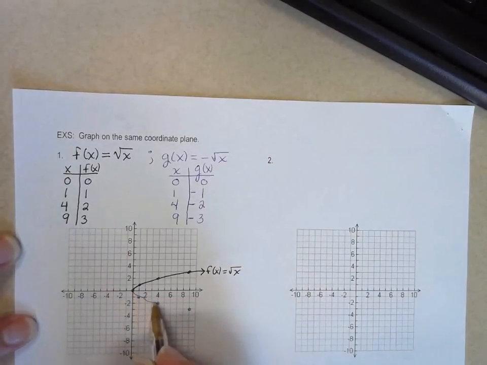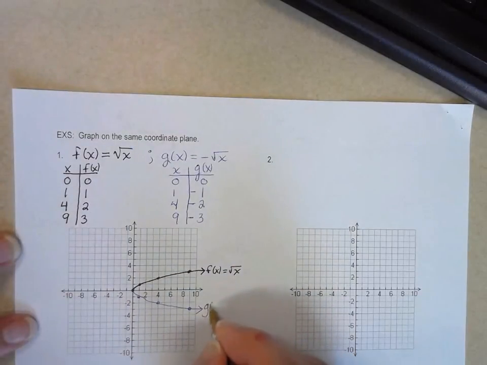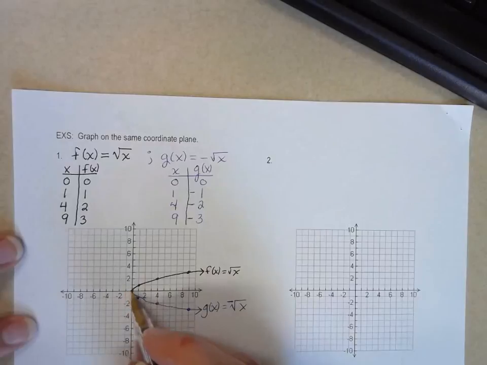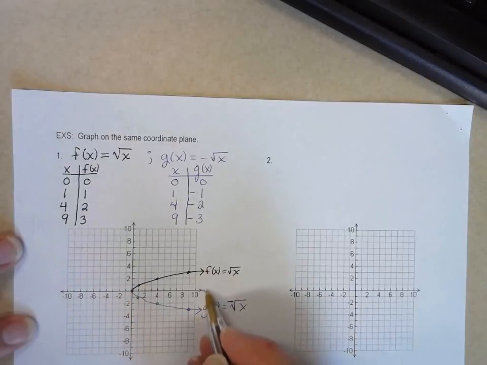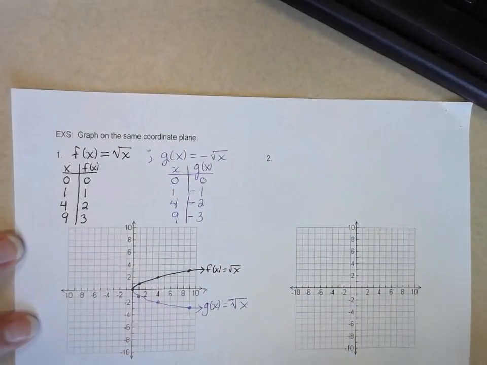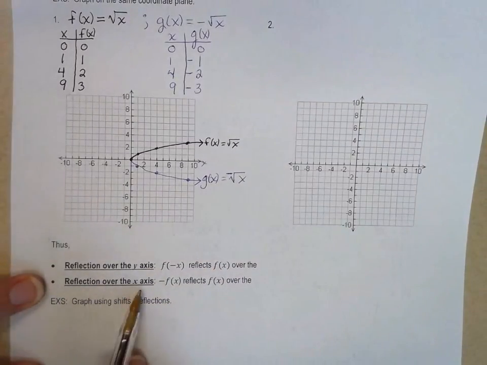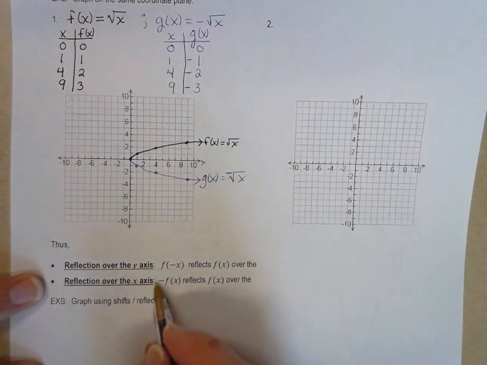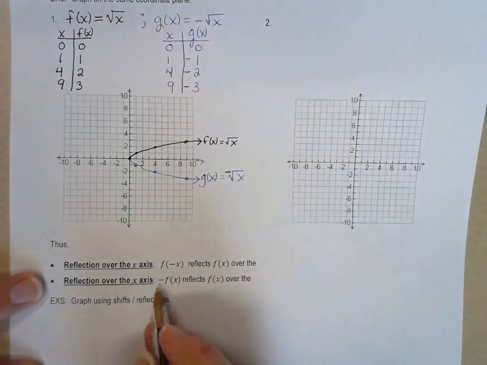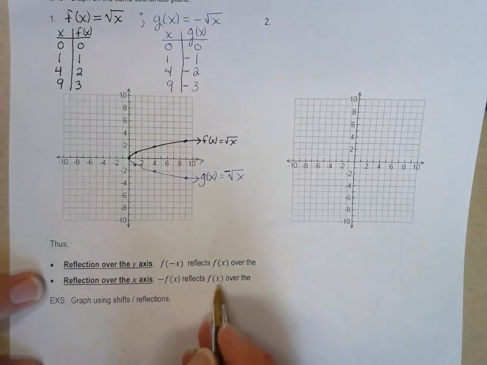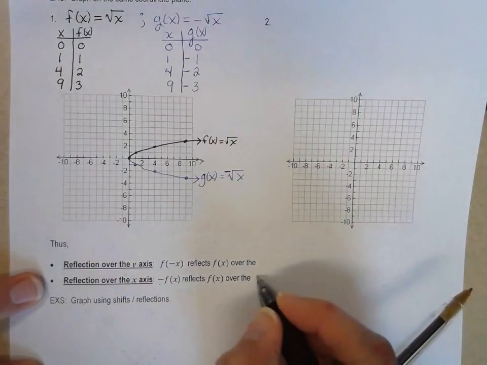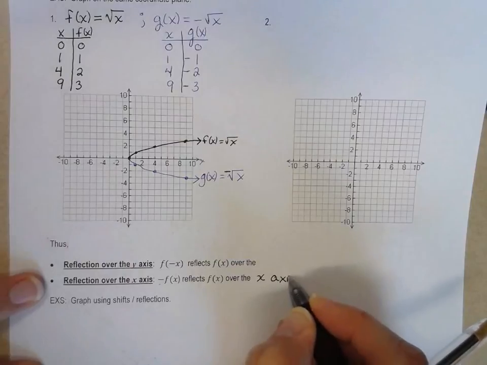So what we get on this graph, so this is my g of x, and when the minus is in front of the function, we can see that the effect is it has reflected this graph over the x-axis. So that's actually the second summary statement down here. If the minus is in front of the original function, it reflects that original function over the x-axis.